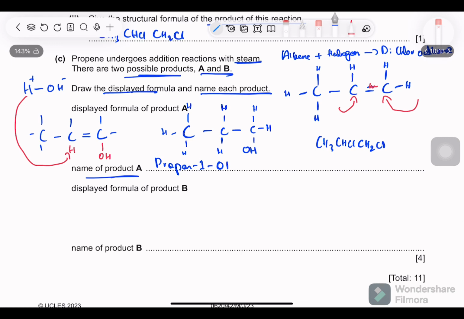Next, if OH comes on the second carbon over here and the H goes over here, this will give you, sorry, this double bond has broken. So this will be propan-2-ol.